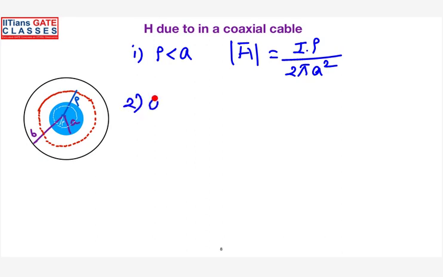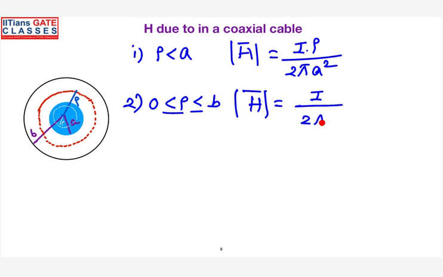And what will happen when rho lies between a and b? The magnetic field intensity is inversely proportional, so I by 2 pi rho. And what will happen when rho is greater than b? Your magnetic field intensity will be 0.